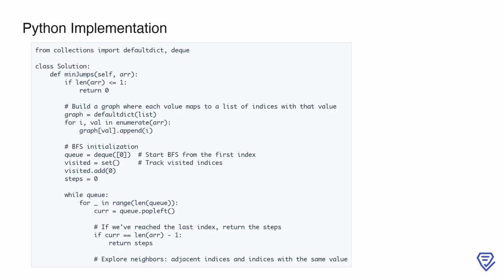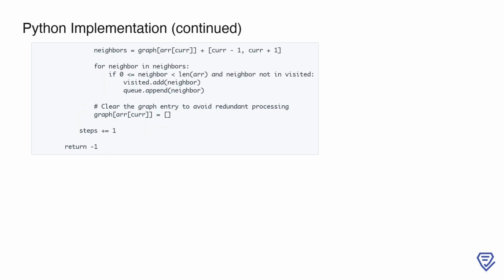For each index being processed, we first check if it's the last index of the array. If so, we've found the minimum jumps required, so we return the step count immediately. Now we move on to explore the neighbors of the current index, which include adjacent indices as well as all indices with the same value. The neighbors are calculated by combining the list of indices with the same value as the current index, using the graph, along with the adjacent indices, one step forward and one step backward.